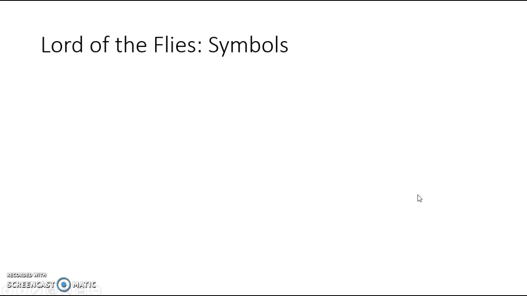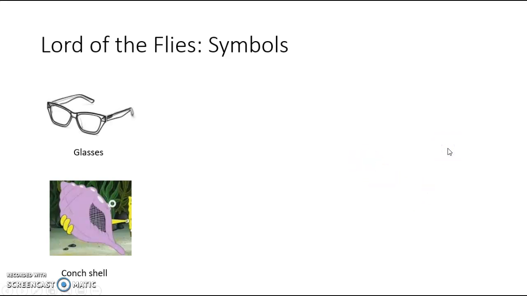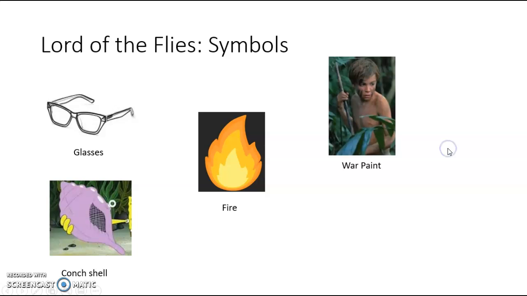Now, even though most of you will likely find more than these next symbols, I want us to focus on these 5: glasses, conch shell, fire, war paint, and the pig's head. In this lesson, we will go into what they each mean and how they are presented in the book.